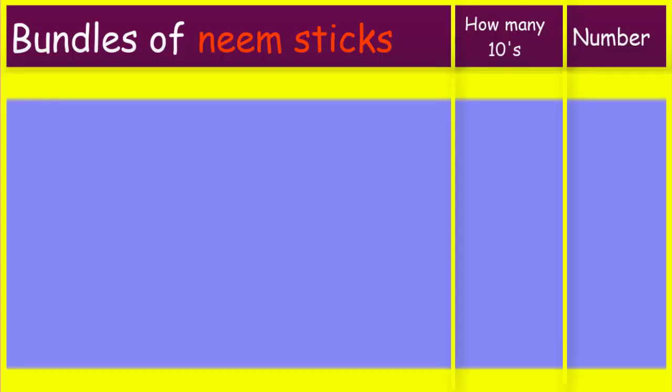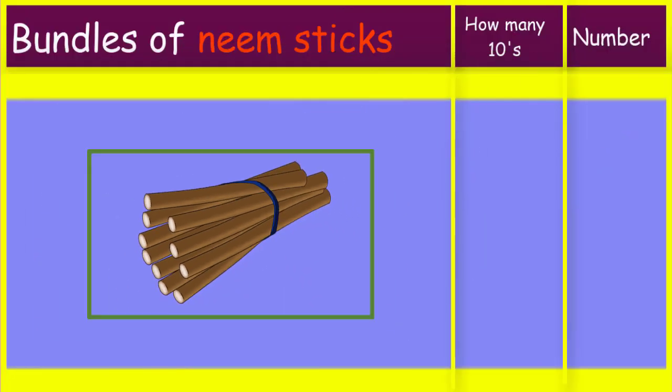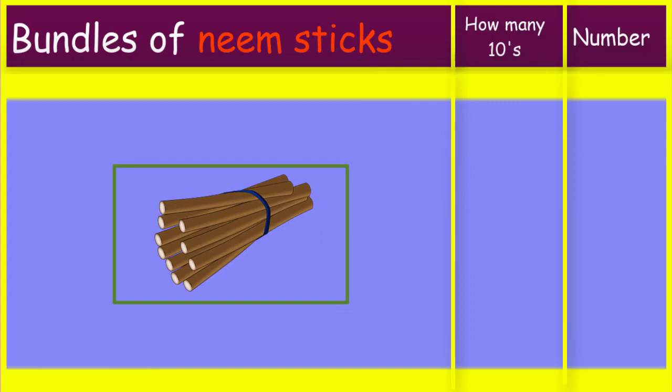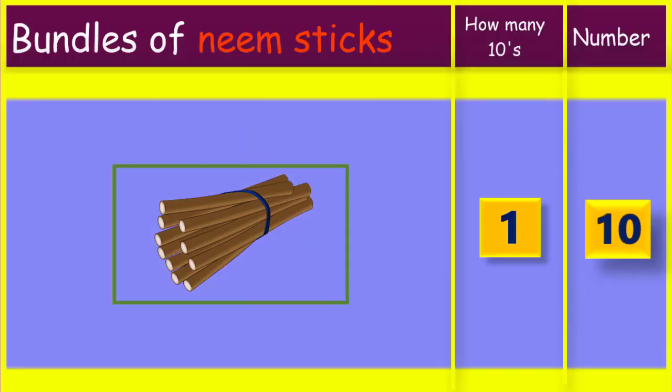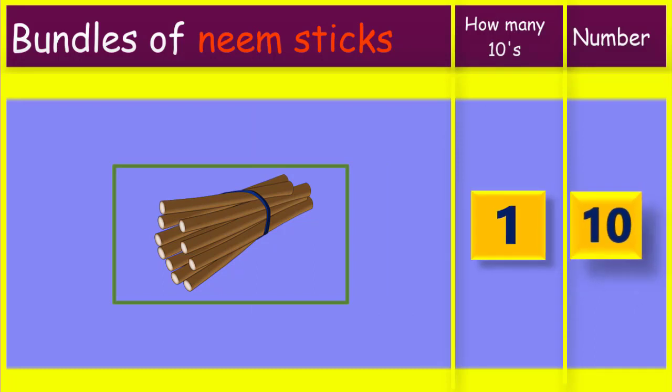Let us see again. The number of bundles of name sticks is 1. The number of name sticks is 10. One bundle has 10 sticks. This is called 1 ten.